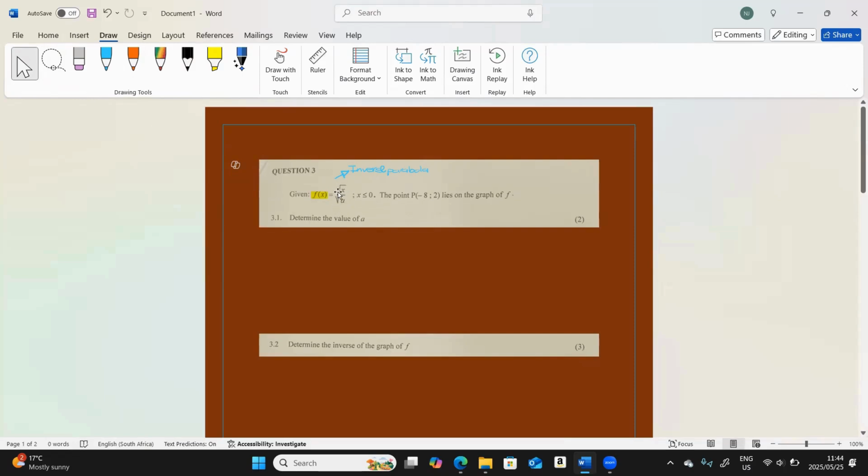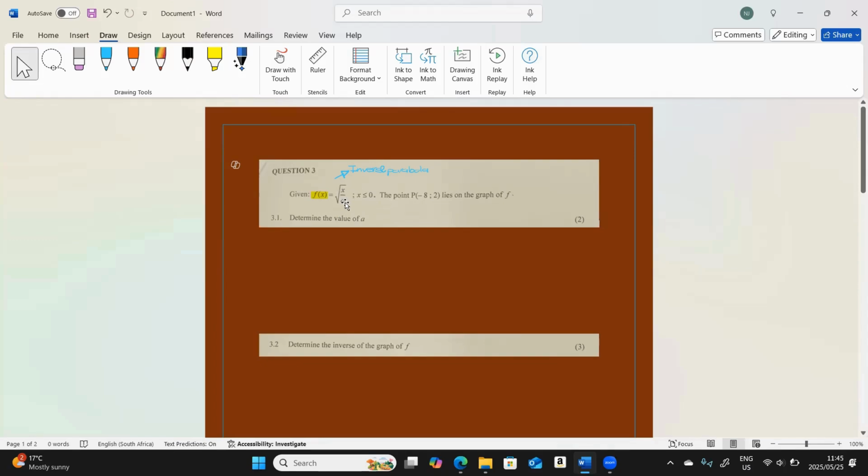So we know, guys, that when we work with square roots, whatever is underneath the square root cannot be negative, because then the answer would be non-real. The function would not exist if the answer of this fraction would be negative. So they tell us over here that x is smaller than or equal to 0. That means x should be negative.